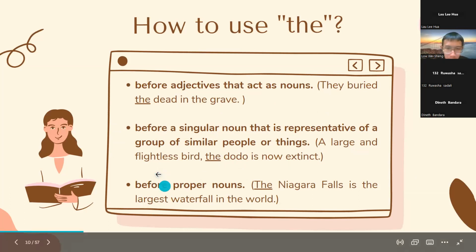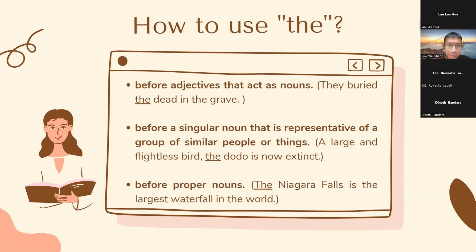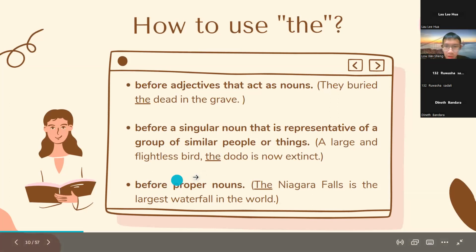And lastly, if you're a bit distracted, we are almost moving to exercises. This is the most commonly used way. The most common way to use the is to use it before proper nouns. Proper nouns usually refer to names. So for example, the Niagara Falls is the largest waterfall in the world, and the Niagara Falls is a name. As you can see, they're all caps here. So because of that, we put the in front of Niagara Falls.